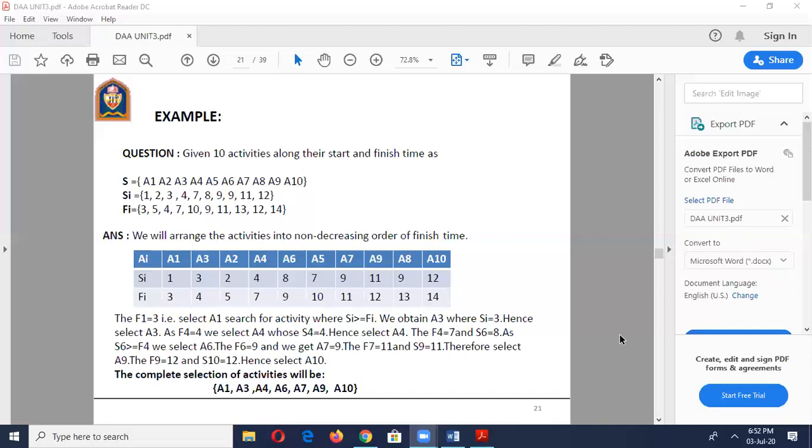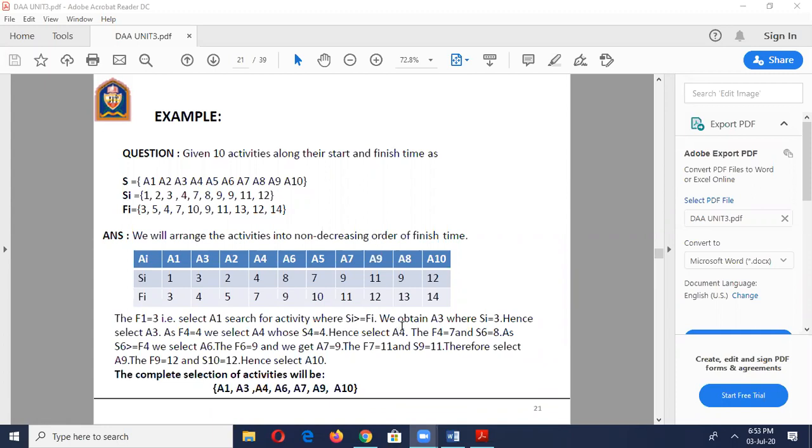After that, we are checking A7's finishing time against A9's starting time, which is nothing else than both being 11. So we are taking A9 as part of the complete selection of activity. Again, for A8, the starting time is 9 and A9's finishing time is 12, so it does not satisfy that condition. So we are going to eliminate A8 and see the starting time of the next one, which is nothing else than A10.